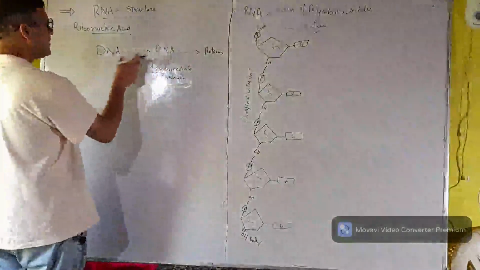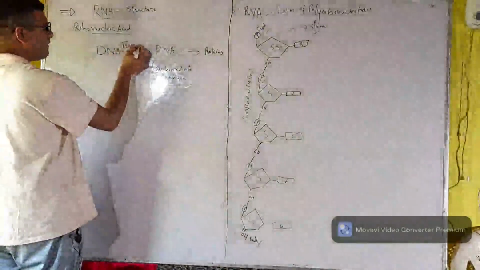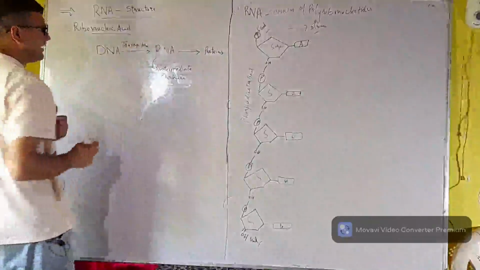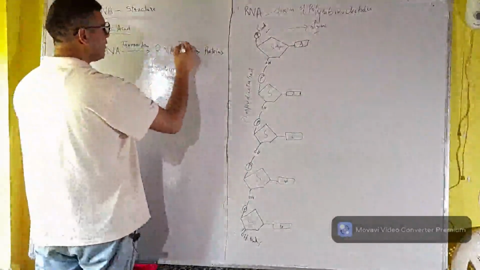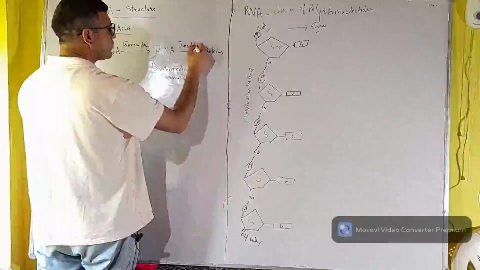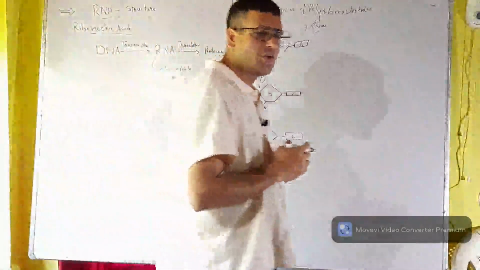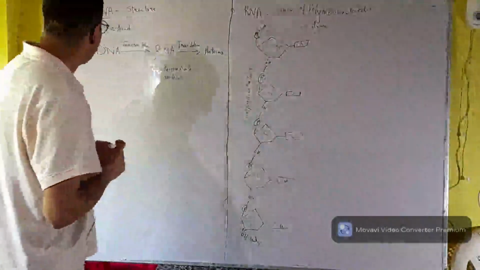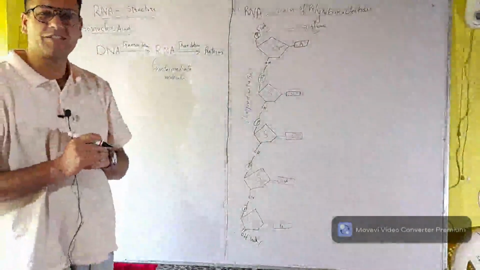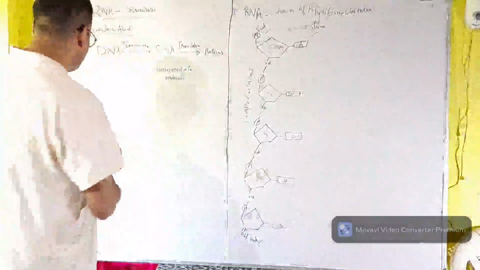So when RNA is synthesized from DNA, it is called transcription. And when RNA synthesizes proteins, it is called translation. So what do you mean by translation? Translation is the synthesis of proteins. What is transcription? It is the synthesis of RNA from DNA. And now what is replication? Replication is the synthesis of DNA, or RNA replication means synthesis of RNA.